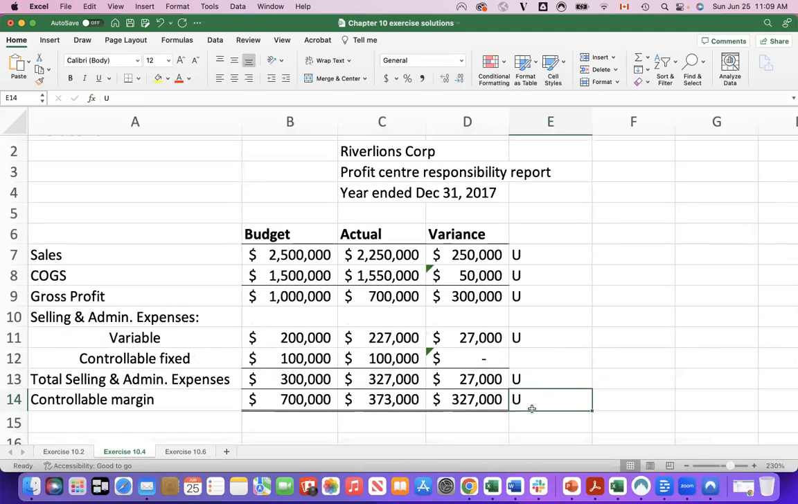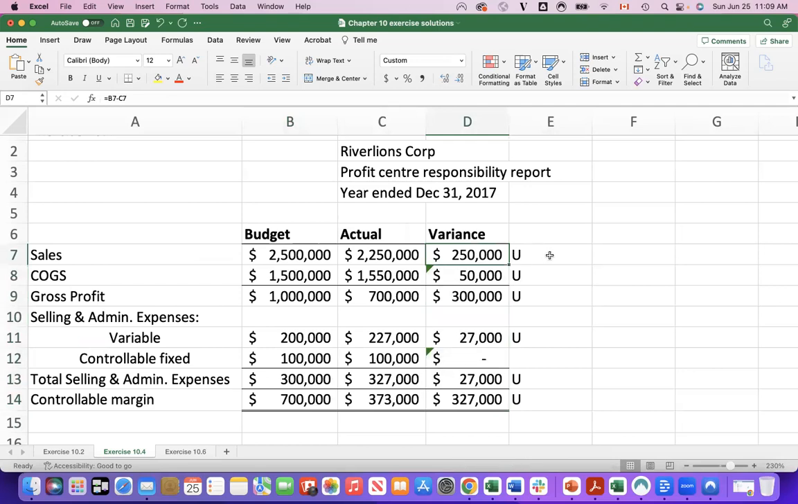So, if the whole point of these reports is to analyze how well or not so well a division is doing, in this case, we missed our goal of 700,000 by almost 50%. I would say that's a very large discrepancy there. And that would be cause for concern if I'm the executive that's analyzing this profit center's performance. I would have a lot of questions. And again, doing this report shows me, okay, what are the biggest areas that caused this $327,000 unfavorable variance for controllable margin? If you look down this column, clearly we can see the biggest contributor was we missed sales.